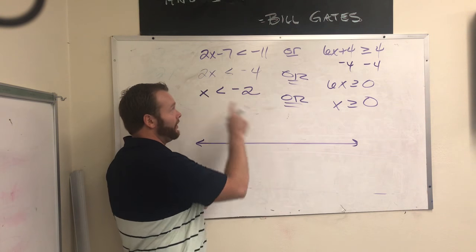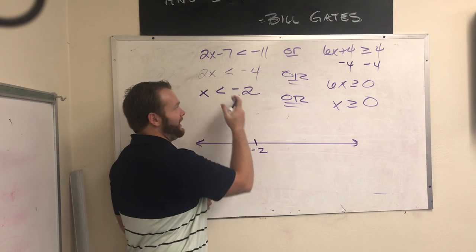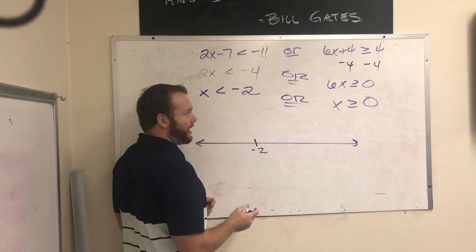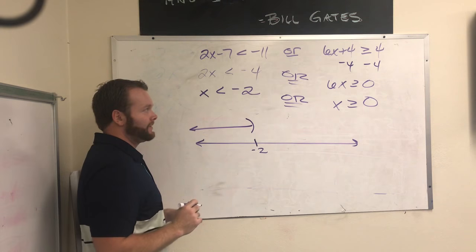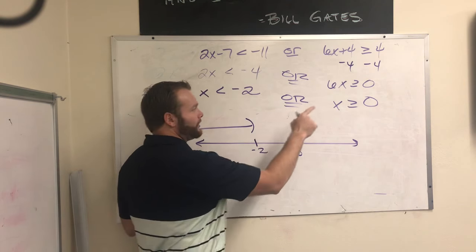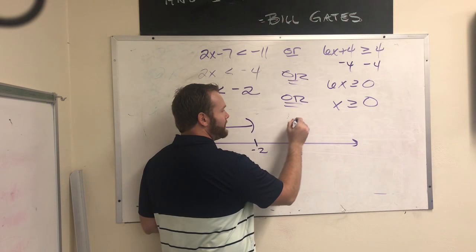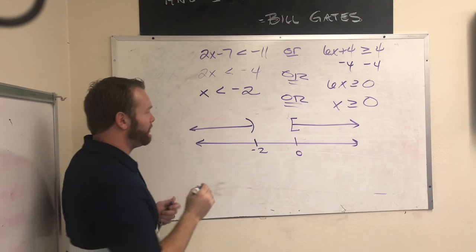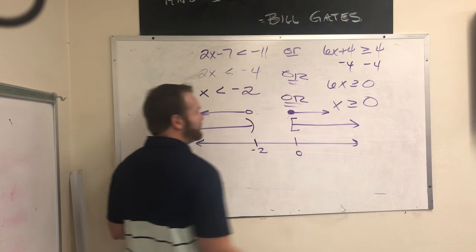So x is less than -2, so I find -2, and x has to be less than that. What kind of notation do I use? Do I use a parenthesis or a bracket? Parenthesis. And less than -2 is that way, right? Then I go find 0. It's greater than or equal to, so what kind of notation? Parenthesis or bracket? Bracket. And greater than would be that way, right? If you prefer open dot to closed dot, it's going to look like that.